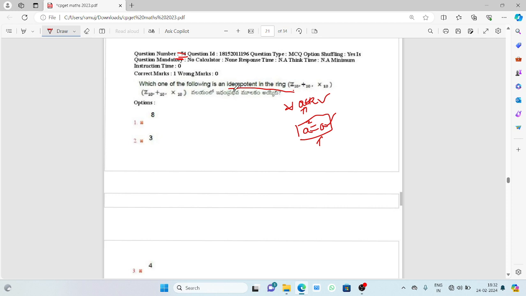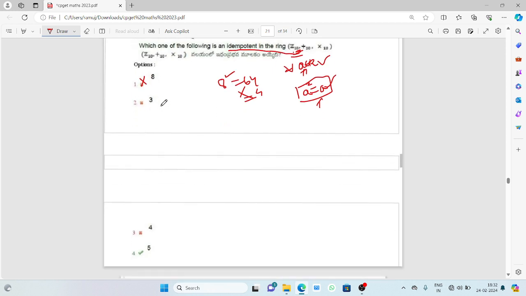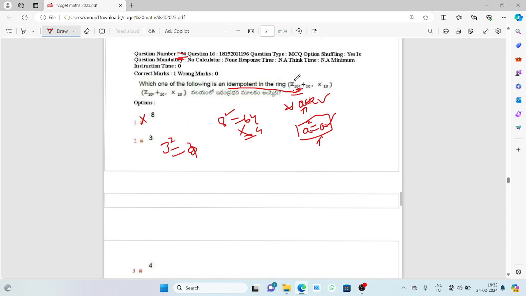Similarly, he is asking for the idempotent element of Z10. So you just do the same thing: 8 square will give you 64. If you do that under multiplication modulo 10, you will get 4. So that will never be satisfied, so you can discard this option. Similarly, you can do 3 square, that will give you 9. Under multiplication modulo 10, you will get 9 again, or minus 1. So that is also not satisfying.